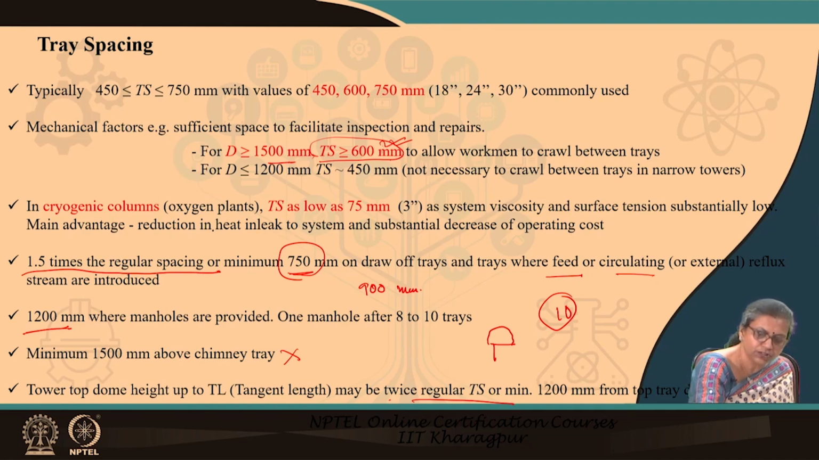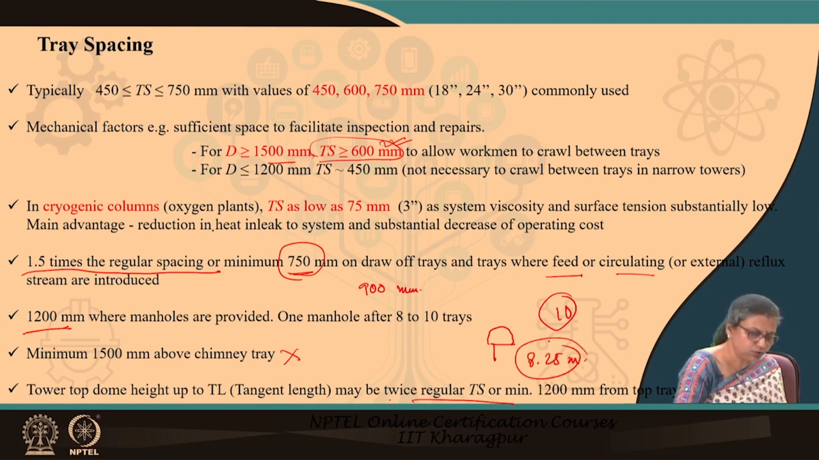For the bottom down comer you can assume 750 millimeters or 900 millimeters. For the feed tray you can assume 750 millimeters. Since there are 10 trays, one tray will be provided with a manhole. For that you can assume 1200 millimeters, and then you find out the total column height. I just checked it; it will be around 8.25 meters. So from there you can find out the column height.